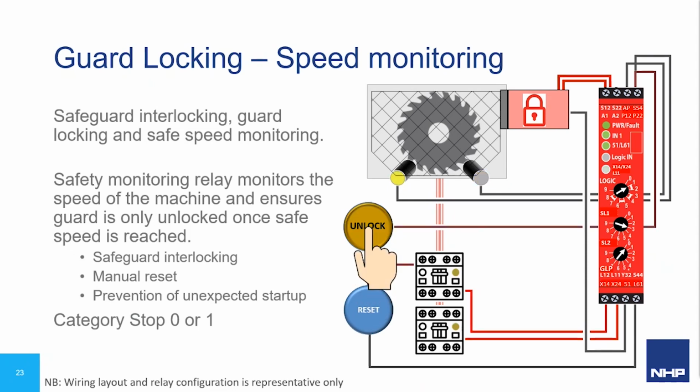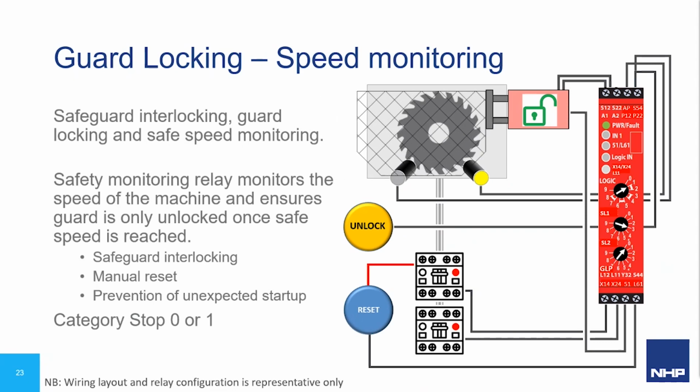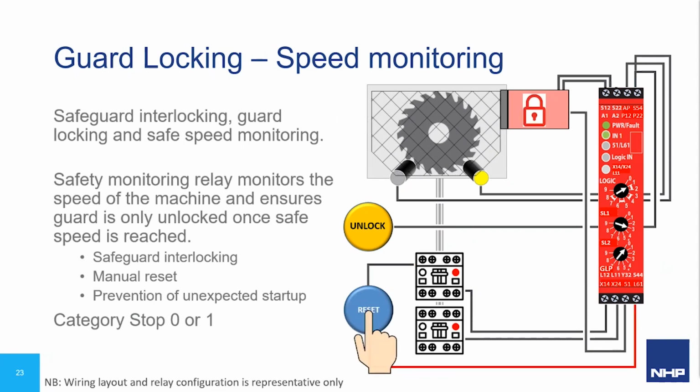So some safety monitoring relays can also provide a safe speed monitoring function, which can be used for guard locking applications to ensure that the machine has come to standstill or at least a safe speed before granting access. The functionality between it and the time delay variant is that it uses direct monitoring of the motion of the machine to determine the speed and only unlock the guard once the safe speed has been reached.